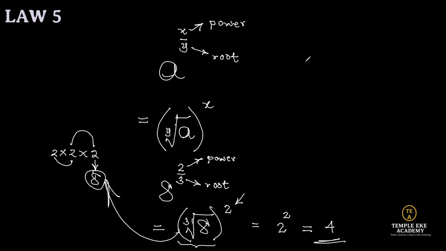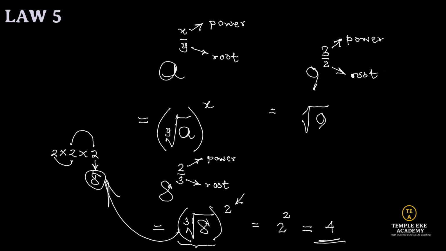Supposing we have another example. For example, we have 9 to the power 3 over 2. Let's look at this. The denominator in the power tells us the type of root we're going to take, and the numerator in the power tells us the new power to which we're going to raise that arrangement of roots. So if we evaluate this according to our law, we're going to take the square root of the number, because 2 is in the denominator. It tells us the type of root. So we're taking the square root.